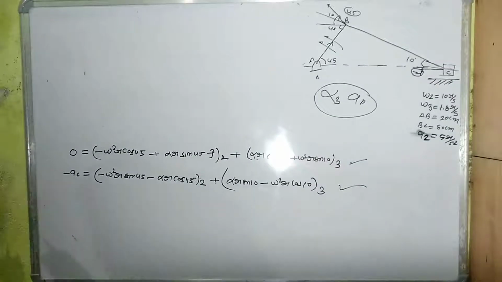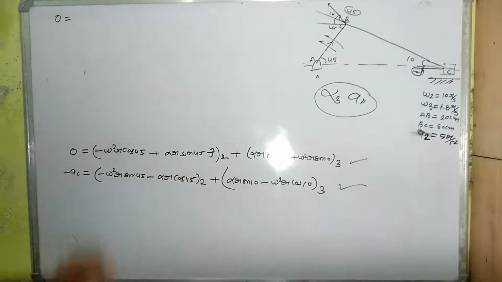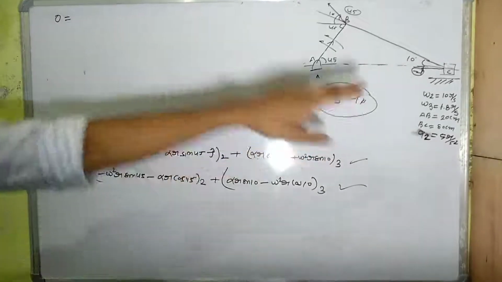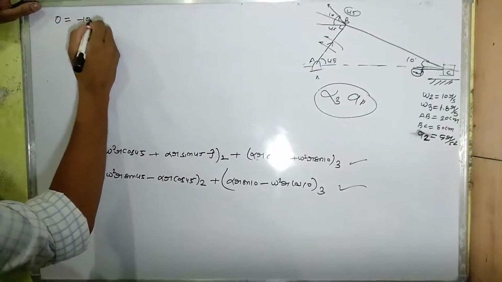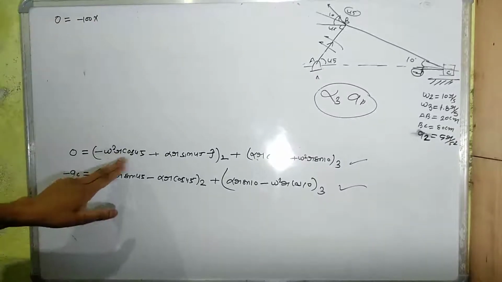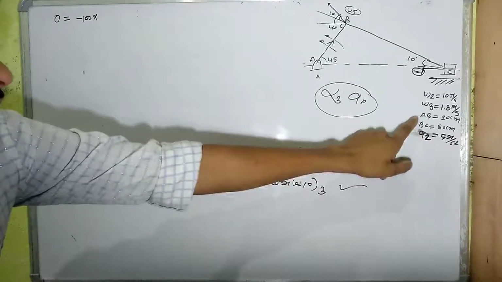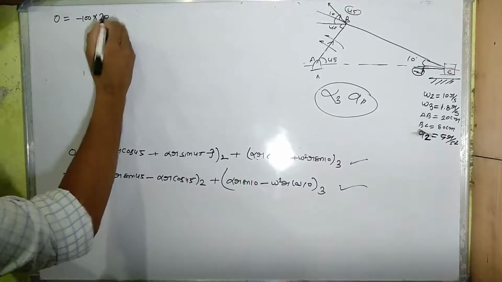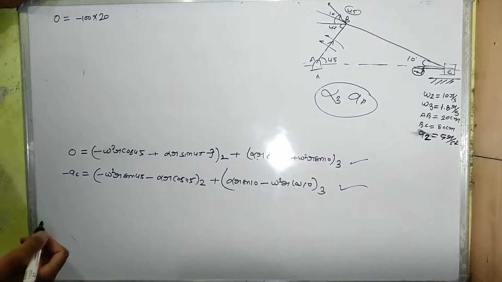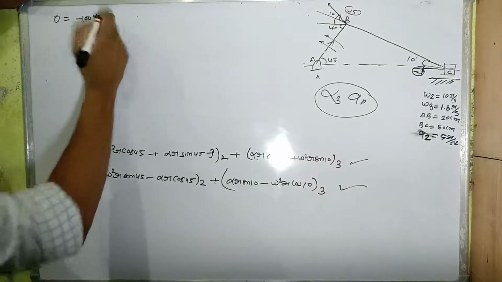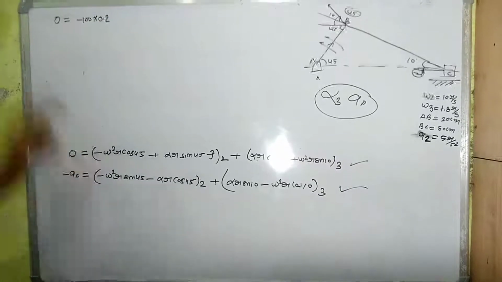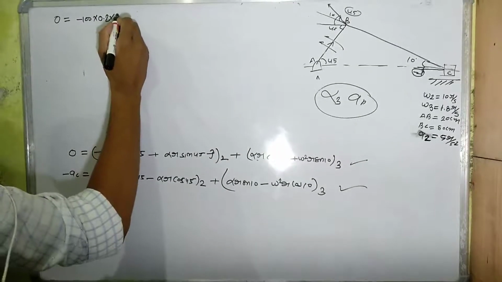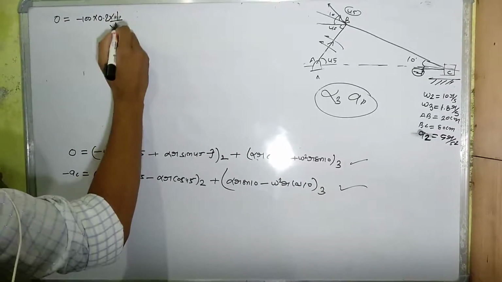ठीक है, देखिए यहाँ पे ये कितना हो जाएगा, 0 इक्वल टू माइनस ओमेगा स्क्वायर आर, और ये लिंक 2 के लिए है, तो ओमेगा 2 बताइए कितना है, 10 का स्क्वायर, यानी कि माइनस 100 इंटू आर. बताइए लिंक 2 के लिए आर कितना है, रेडियस लिंक 2 की, यानी एबी कितना है, 20 सेंटीमीटर. दैट मीन्स 20 सेंटीमीटर, चलो मीटर में कर लेते हैं, 0.2. ओके, cos 45 into cos of 45, we can write 1 by under root 2.